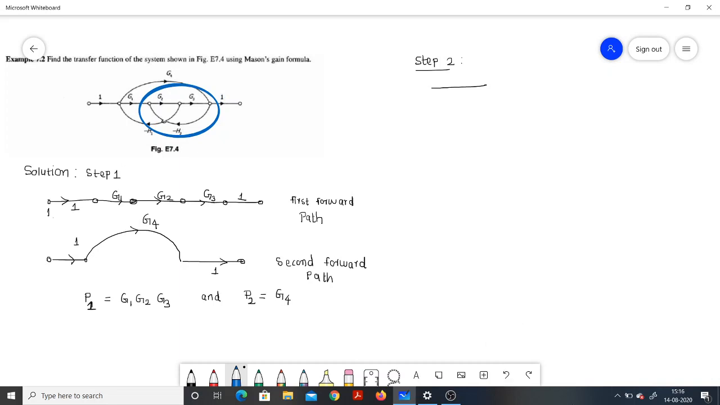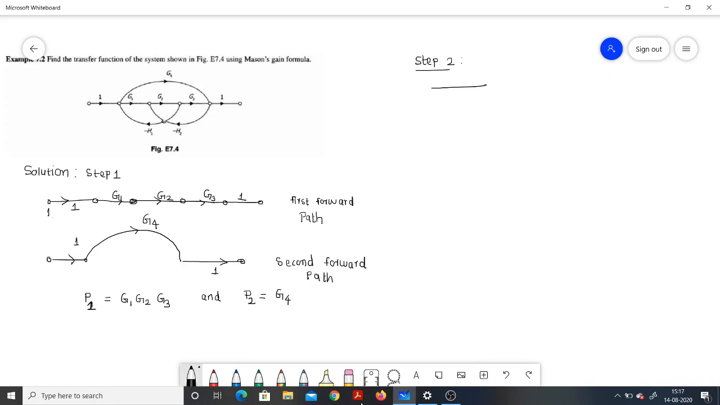Whether I can take this path as a loop, we cannot, because you can just see the arrows. If I want this loop to be complete, I want the arrow this way, but the arrow in the diagram is just the reverse of it. So this is not a loop. So there are a total of 2 loops. I will draw those 2 loops here now.